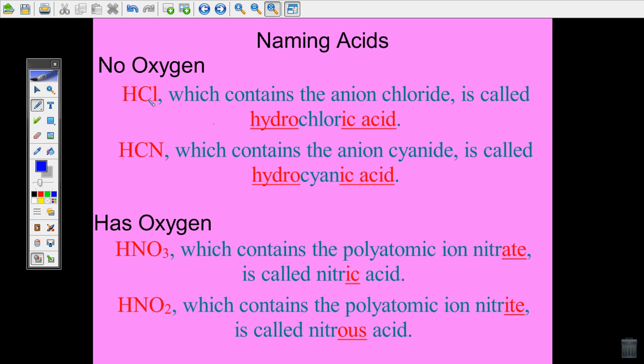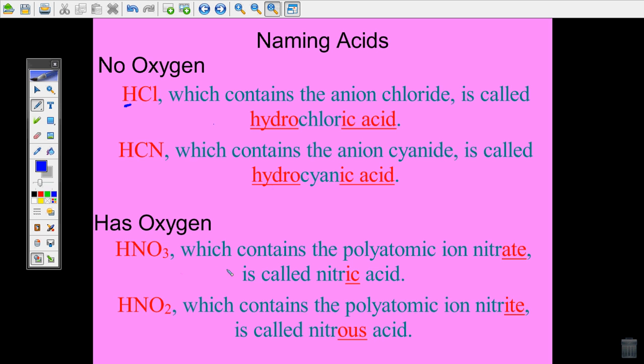So if we have HCl, it has the anion chloride, and it's got H in front of it. So we call it hydro for the hydrogen, chloric acid. HCN, so this would be hydro, this is the anion cyanide, so hydrocyanic acid. If you have oxygen, you don't use the hydro part.